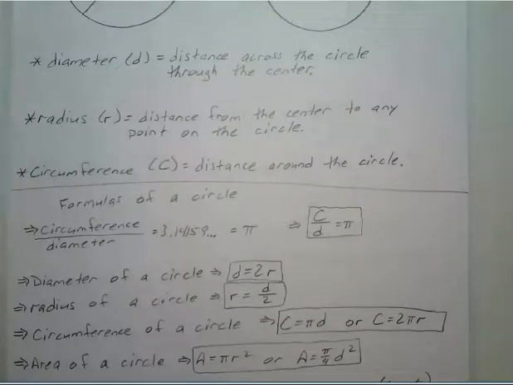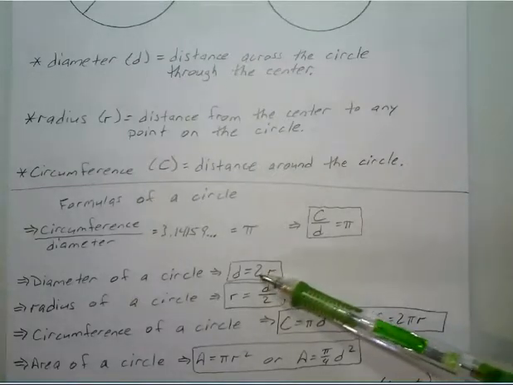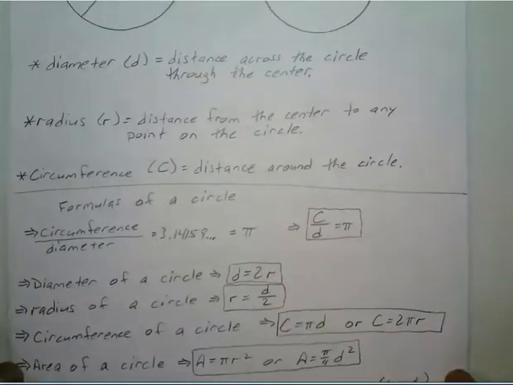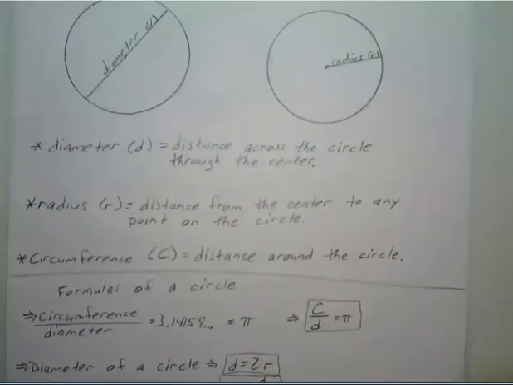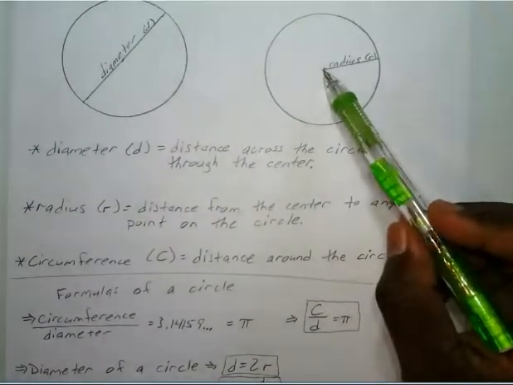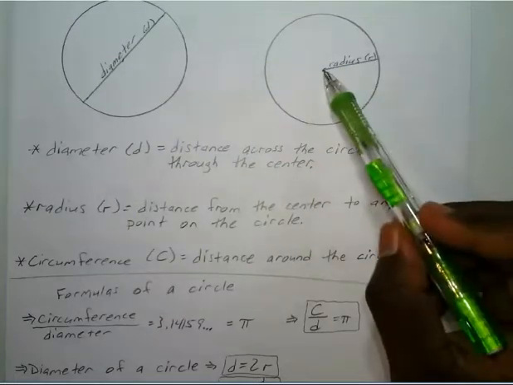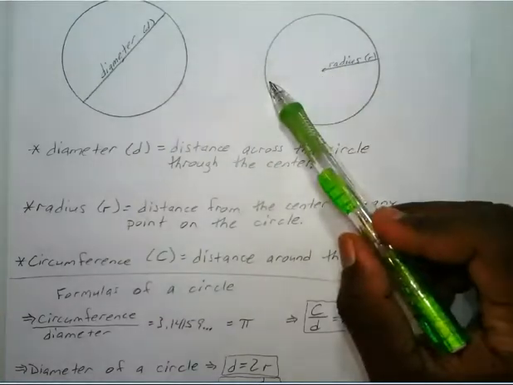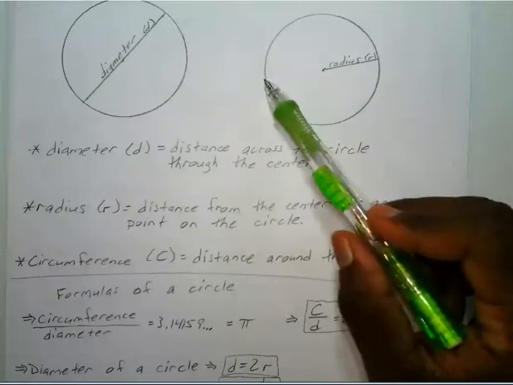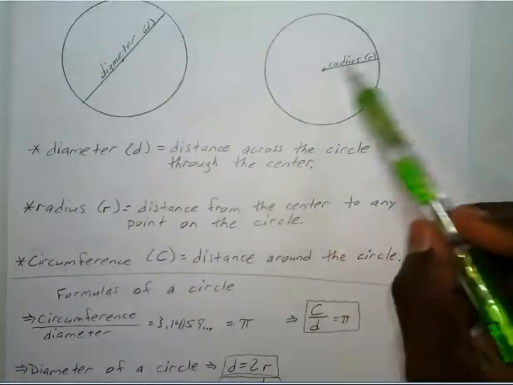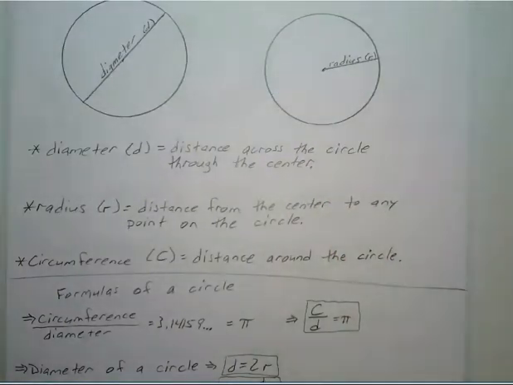Okay. Now, the diameter of a circle is just the radius times 2. Okay, so let me just scroll this up a little bit. If you notice, the radius goes from the center to the circle. So if you got that radius and you went the other direction, you just have a radius plus a radius, and you have your diameter all the way across.